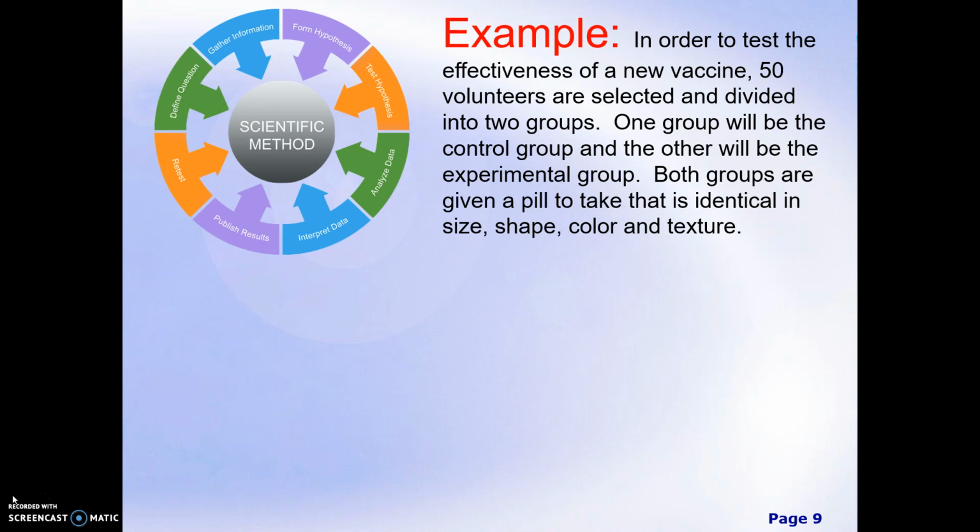So both groups are given this pill that has the vaccine in it. And the pill is identical in both groups. It's the same size, the same shape, the same color, the same texture. You couldn't tell the difference if you had one from one group and one from the other. So what do you think they're going to do with the control group? I want you to think about this in your head. How is the control group going to stay the same?